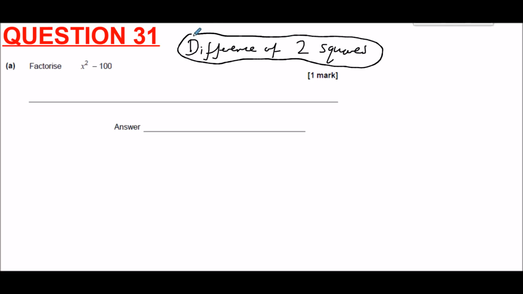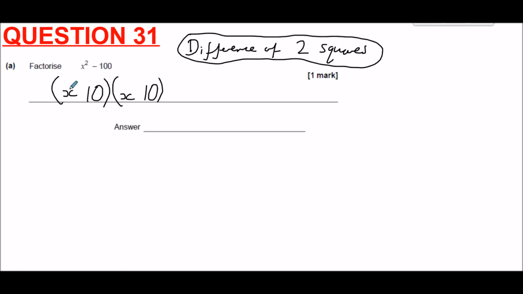The little tip here that it's going to be easy is that it's a 1-mark question. The way it's done is the positive square goes in the bracket first. So we open up 2 brackets and put an x at the beginning of each. The second thing we do is think about what would the square root of 100 be? What number multiplied by itself would give us 100? The answer to that is 10. And so the last thing we put in the brackets is a 10.